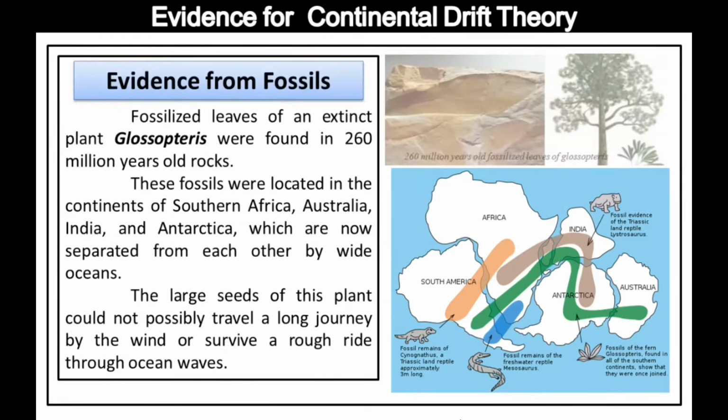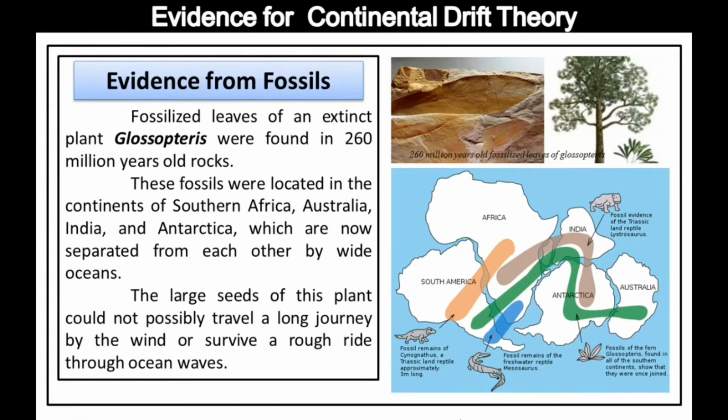Evidence from fossils. Fossilized leaves of an extinct plant Glossopteris were found in 260 million years old rocks. These fossils were located in the continents of southern Africa, Australia, India, and Antarctica, which are now separated from each other by wide oceans. The large seeds of this plant could not possibly travel a long journey by the wind or survive a rough ride through ocean waves.